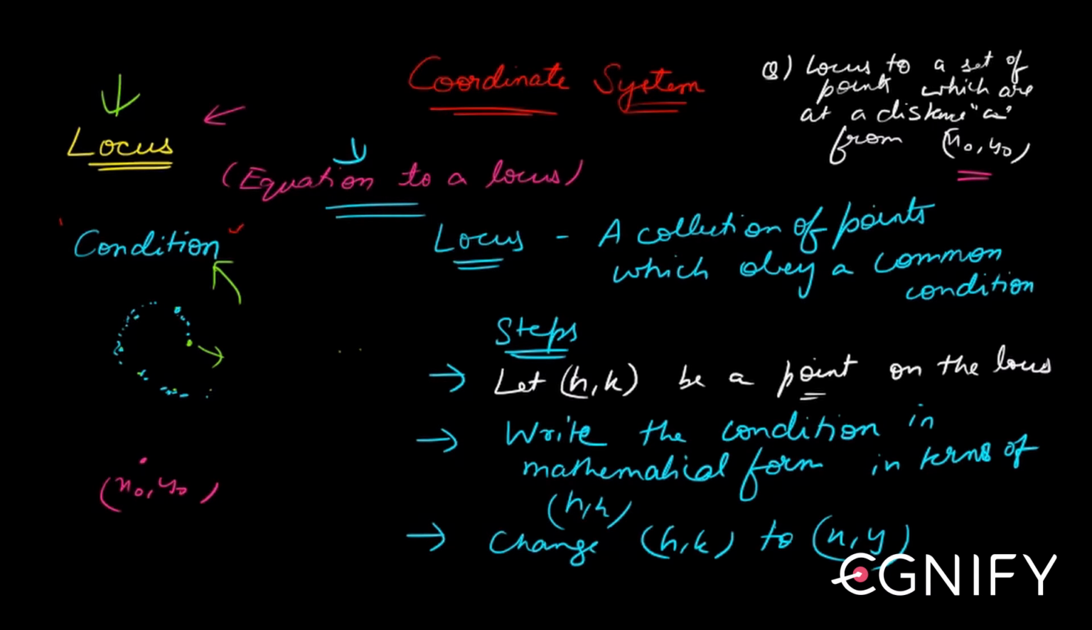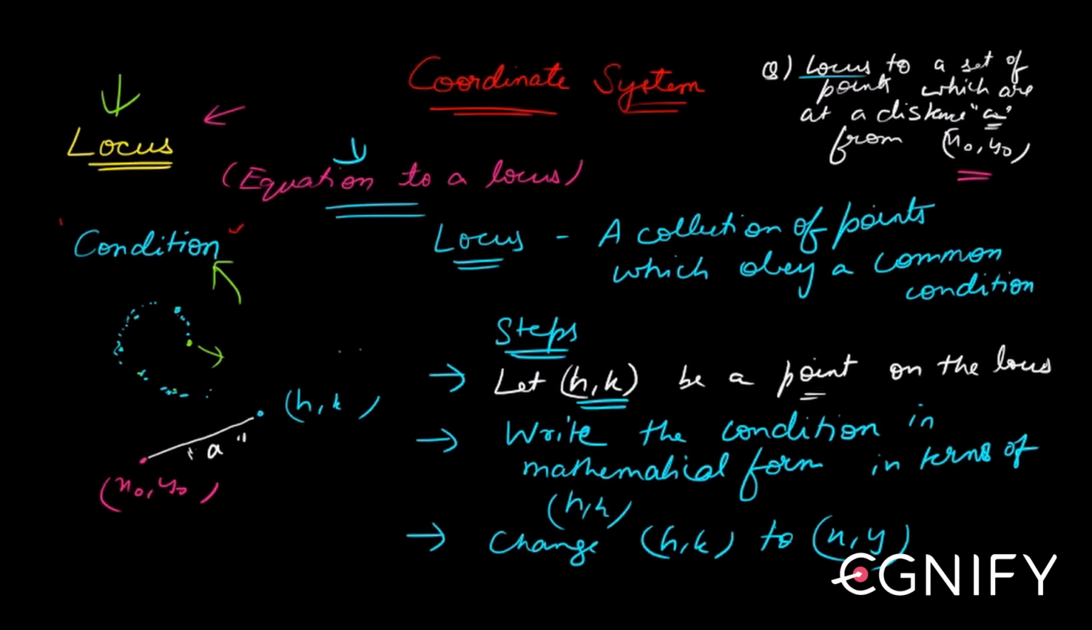So how do I write the equation? Let h comma k be a point on the locus, I need the equation to a locus. So this is your h comma k, right? The thing is, this h comma k is at a distance a units, as given in the question. So every h comma k which obeys this condition will be a part of the locus, right? So I've done the first step. I've let h comma k be a point on the locus.